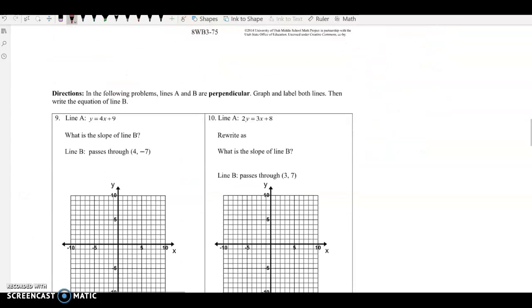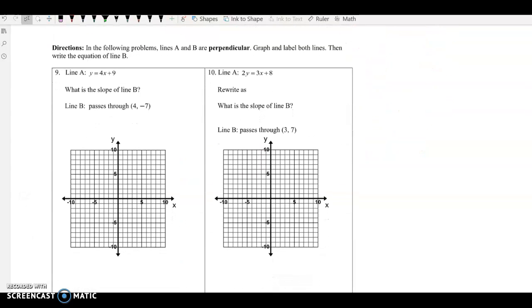Okay, so these are some main ideas. I'm going to go ahead and jump into the following problems. Lines A and B are perpendicular. Graph and label both lines, then write the equation of line B. Okay, so they first asked me, here's line A, perpendicular have opposite reciprocals. So that means the opposite of positive is negative. My reciprocal of 4, when I flip my numerator and denominator, will be -1/4.